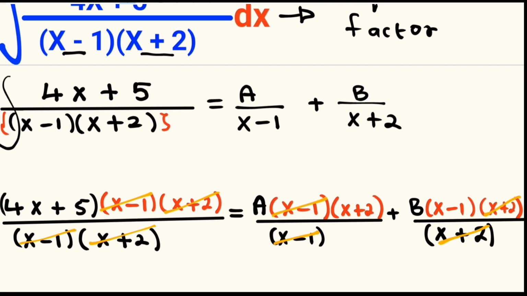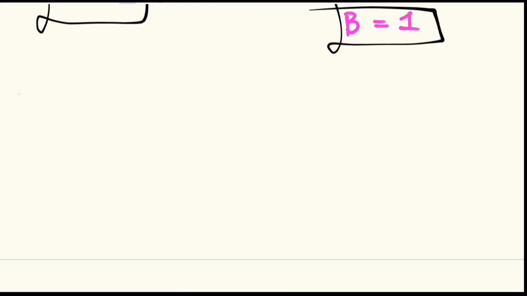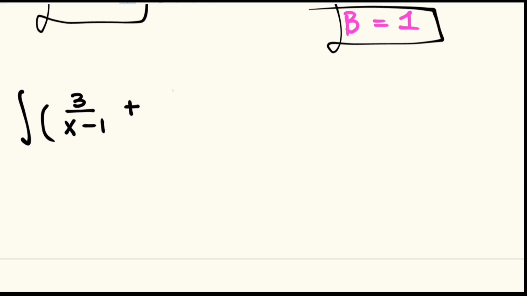Integrating the left hand side with respect to x is just the same as integrating the right hand side with respect to x, but it will be much easier for us to integrate the right hand side. So we have the integral of a, which we determined as positive 3 divided by x minus 1, plus b divided by x plus 2, but we determined b as 1, dx. This will be equal to, so we distribute the integral and the dx inside the parentheses.